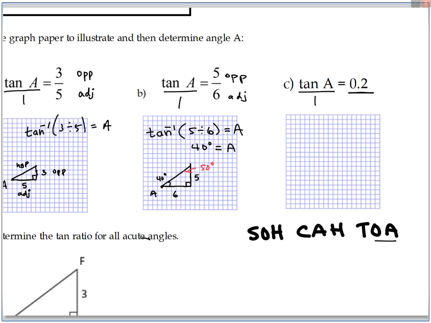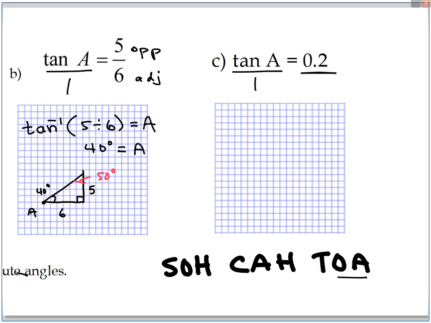Okay. Now this one over here, what's the difference between these two questions? Let's contrast. Let's compare. This is 5/6. This is 0.2. What's the difference? One is a fraction, the other is a decimal. Are decimals and fractions related? Yes, they're just ratios. Decimals are just ratios. Okay?